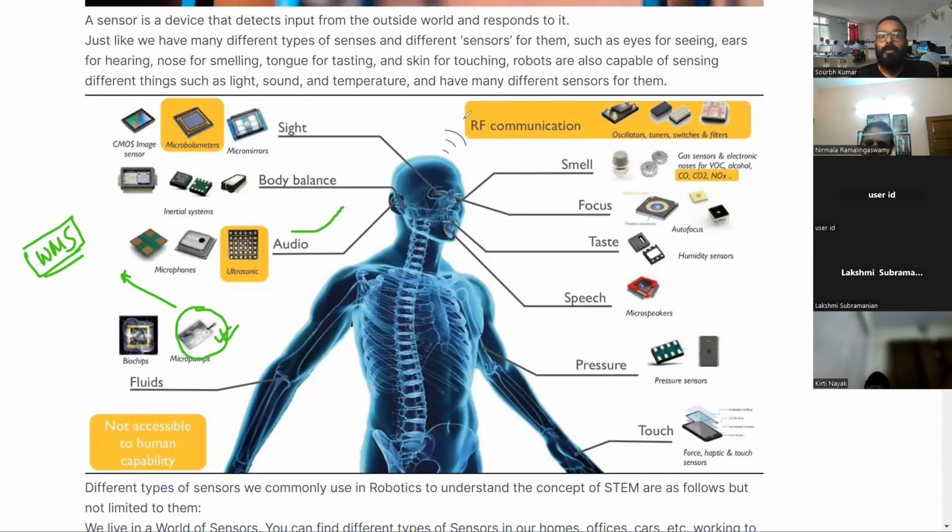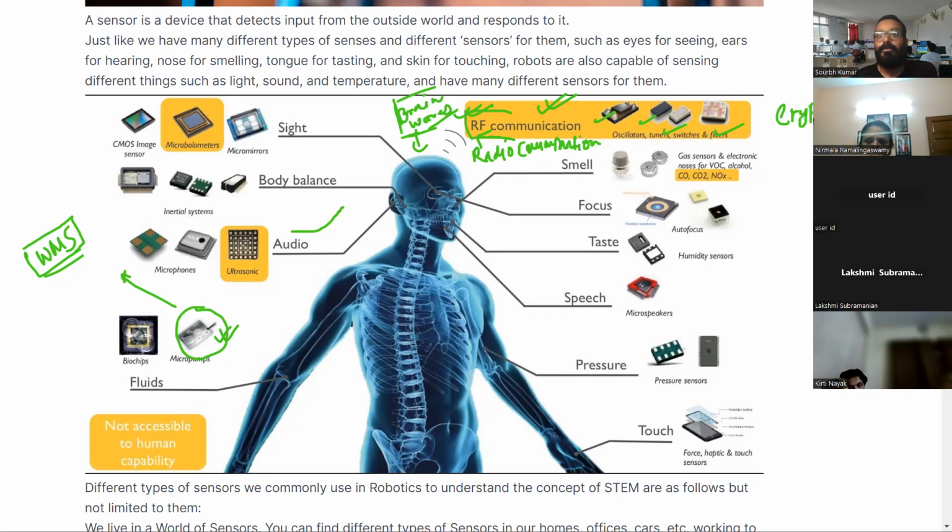So in our body, we do have RF communication kind of stuff, meaning our brain, obviously, generates that much RF communication. We do have brain waves, which can be detected through MRIs and all, but they are not strong enough to carry out communication between two things. But in robotics, what we do have is RF communication, that is, radio frequency communication. And by radio frequency communication I mean the oscillator, tuner, switch, and filters. So in this segment, when we explore it, we will learn the proper cryptography concept.